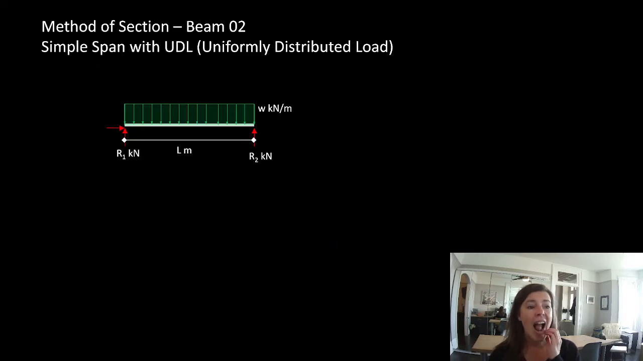Okay, let's look at a simple span beam with a uniformly distributed load on it. Our load is W, so for every meter, there are W kilonewtons on this beam. Its length is an unknown value L.